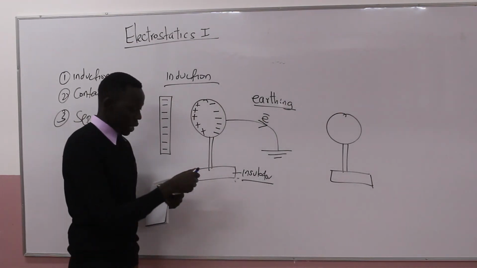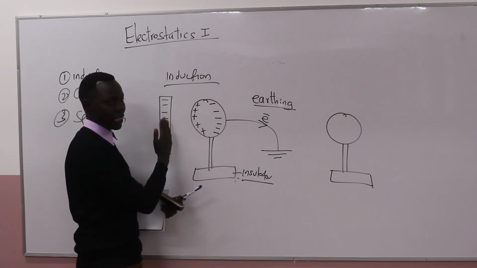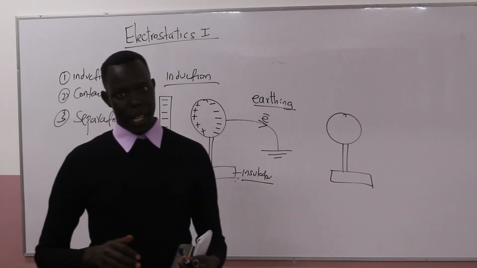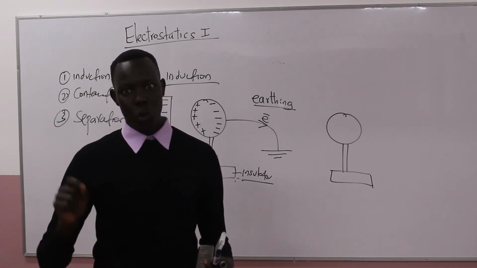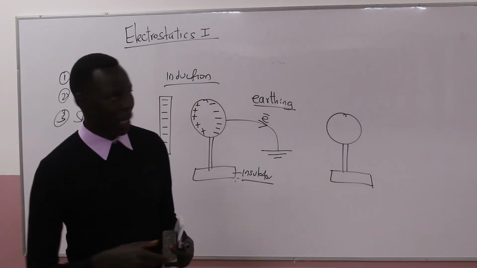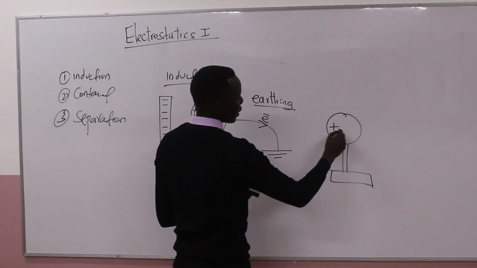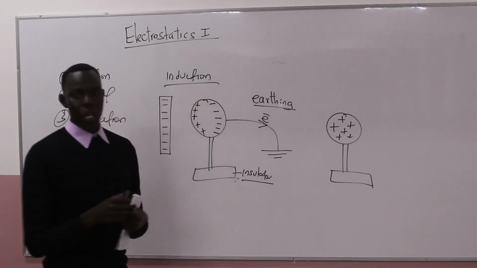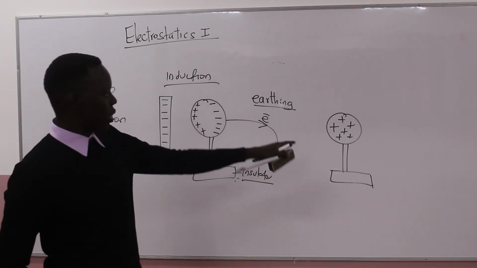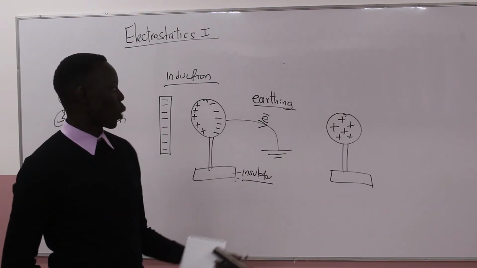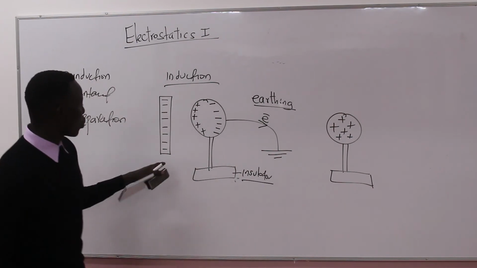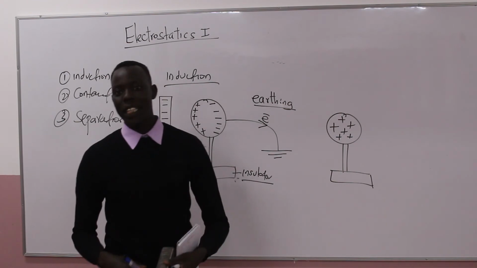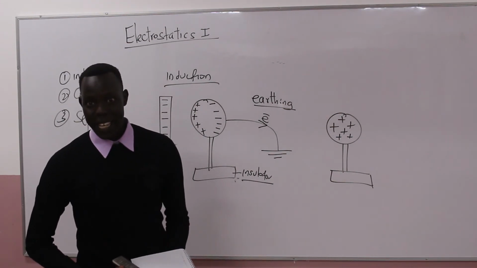These positive charges, which have been left at one side, redistribute themselves. Remember, I said they are not flowing. The term you are allowed to use is that they redistribute themselves. And at the end of the day, the positive charges will dominate. So I have used a negatively charged rod and I have obtained a positively charged material. That is charging by induction.